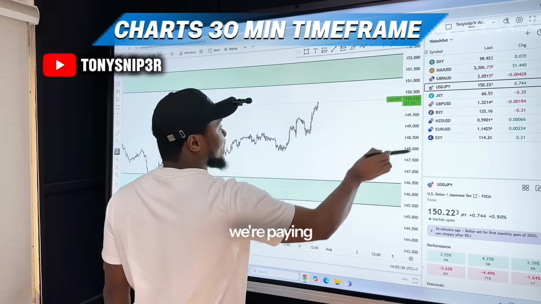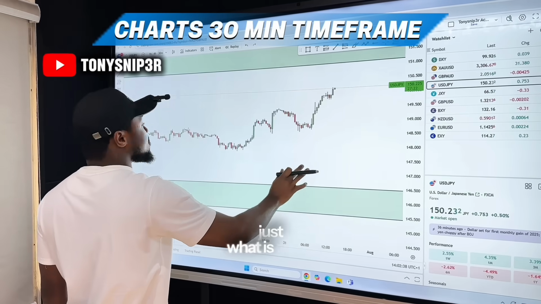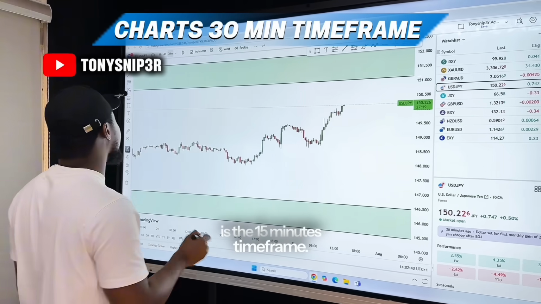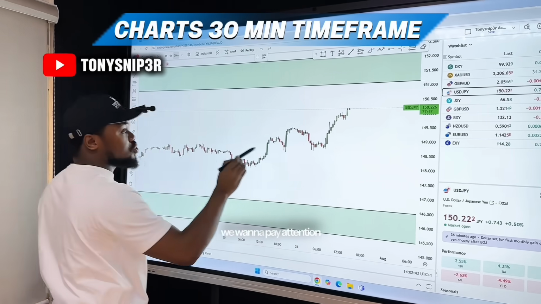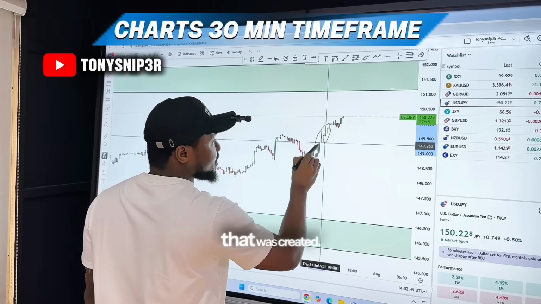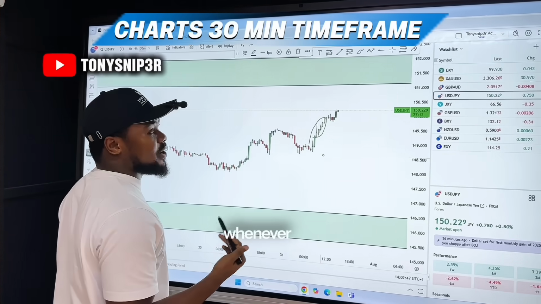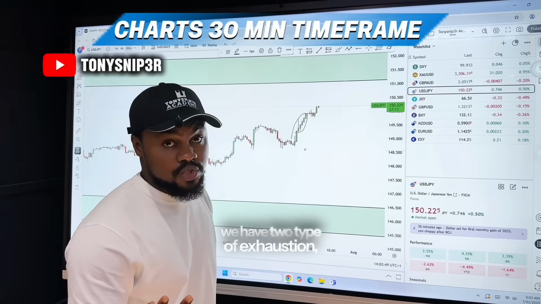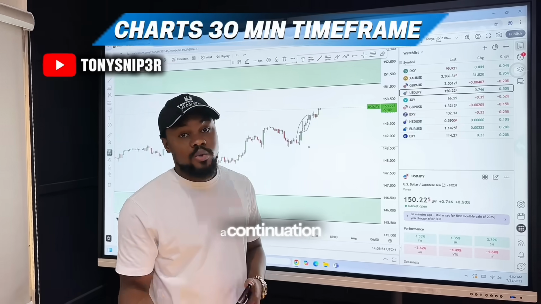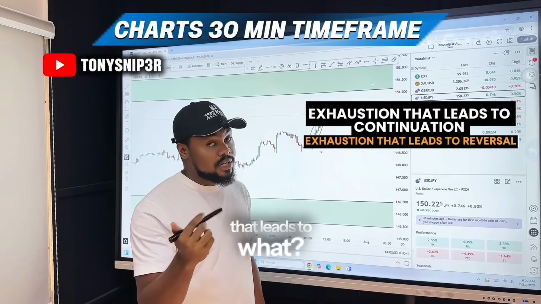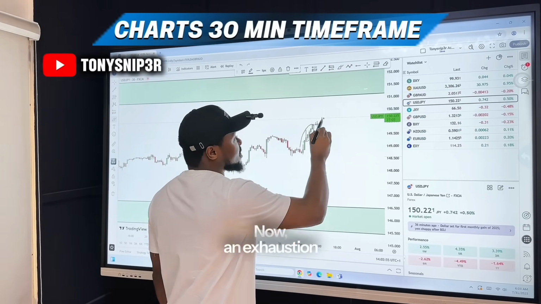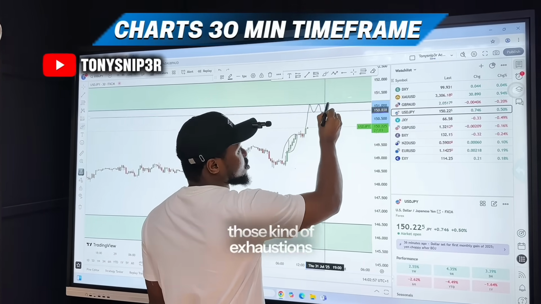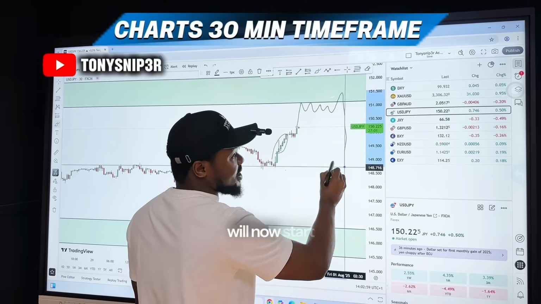Okay, now we're paying attention to just what is going on now, because this is the 15 minutes time frame. Now the first thing we want to pay attention to is this exhaustion that was created. Remember, whenever you see an exhaustion, we have two types of exhaustion: an exhaustion that leads to a continuation and an exhaustion that leads to what? A reversal. Now an exhaustion that leads to a reversal are those kind of exhaustions that you see here, and the market will now start reversing.